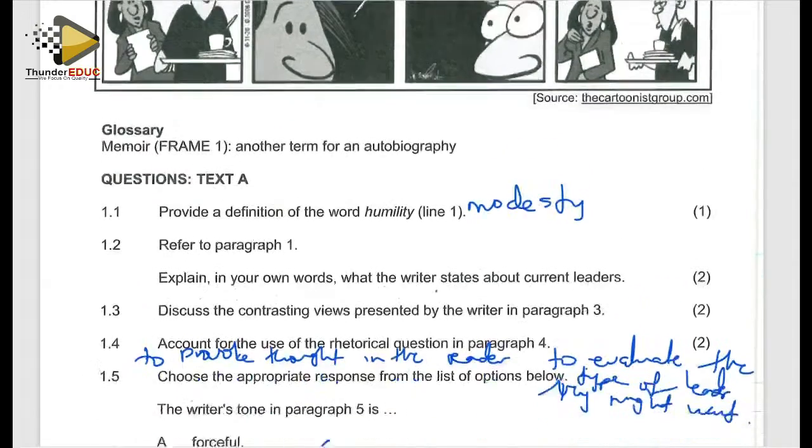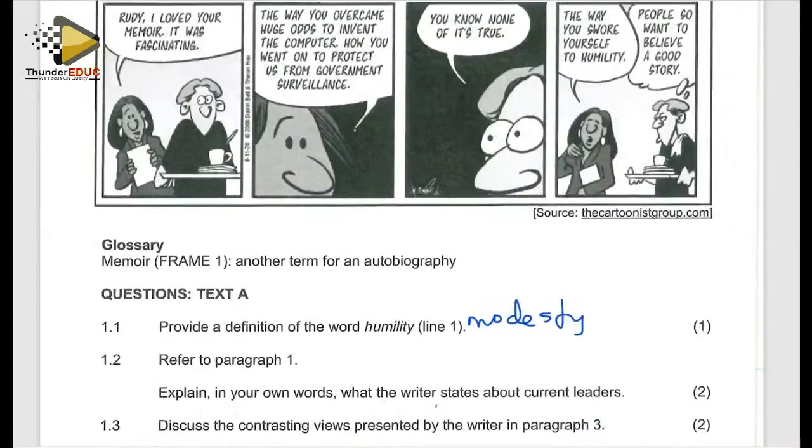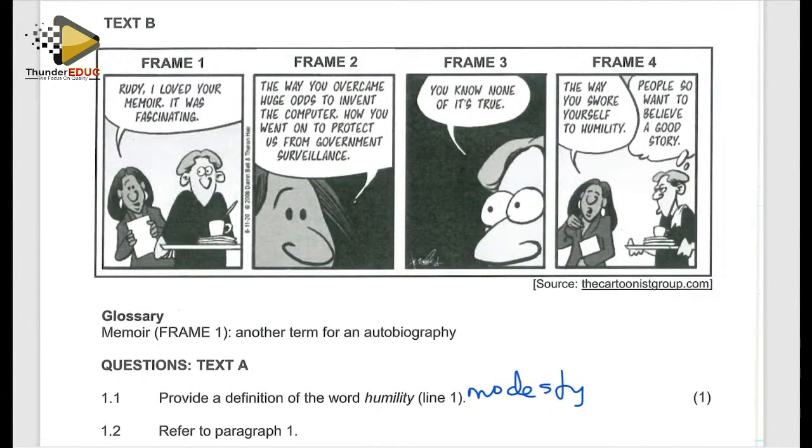Let's go to our questions. It says, with close reference to the woman's body language in frames 1 and 4, discuss her attitude towards Rudy the man. We are looking at frames 1 and 4. Okay, body language is face turned away from Rudy, uplifted shoulders, tense, and then frame 4, scowl on her face, facing Rudy this time.